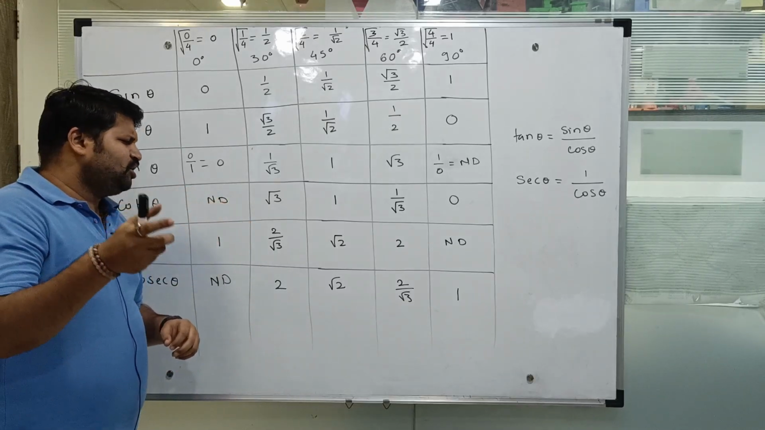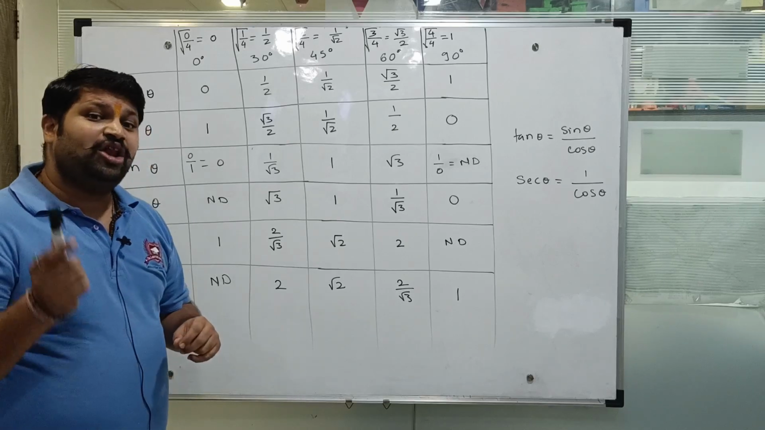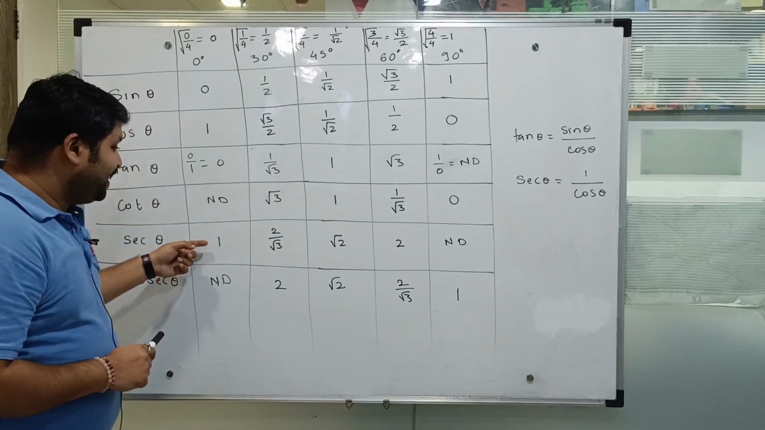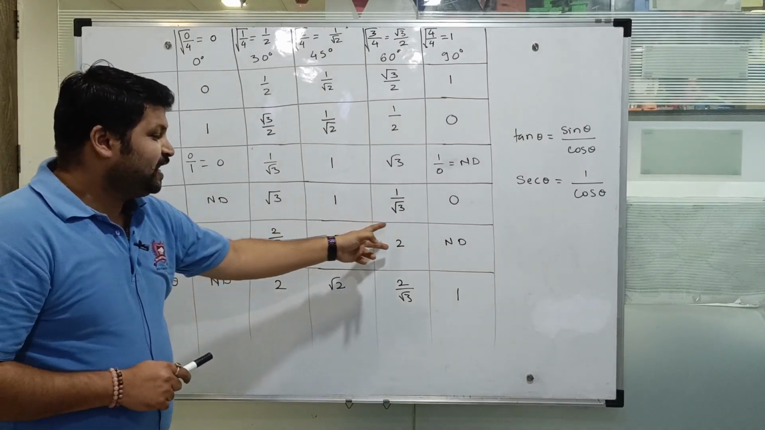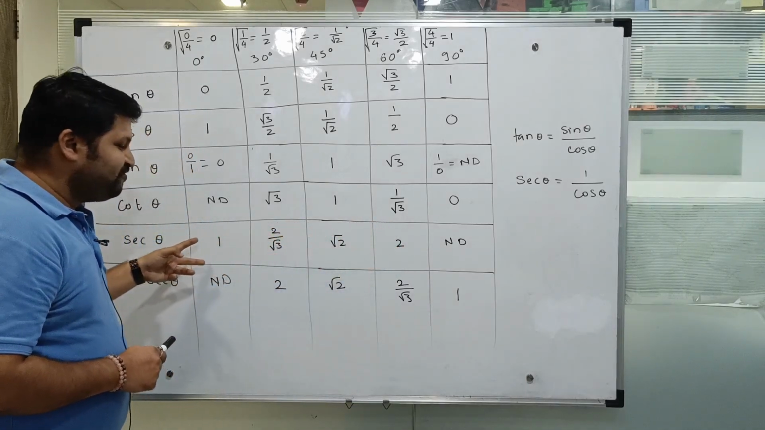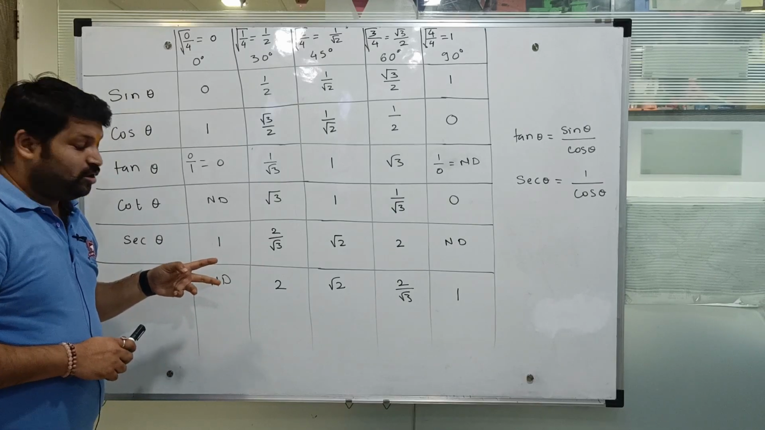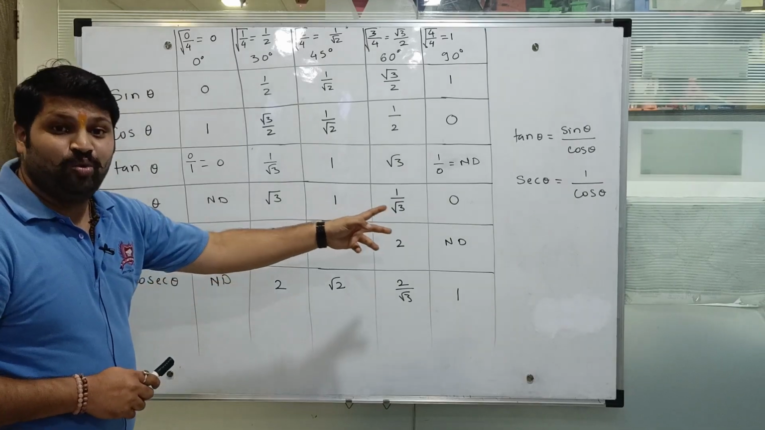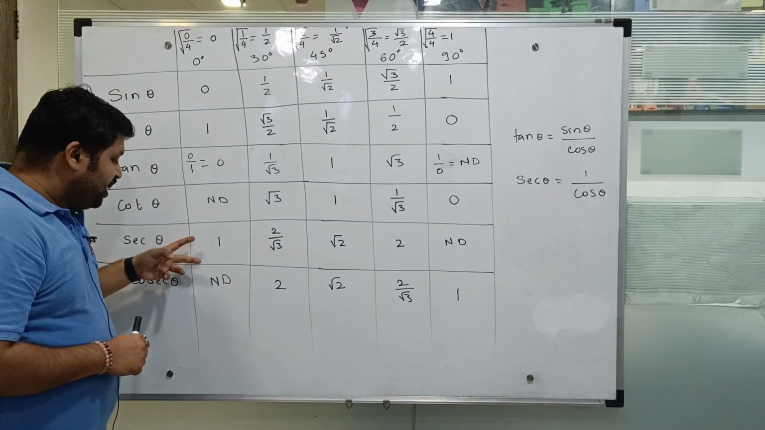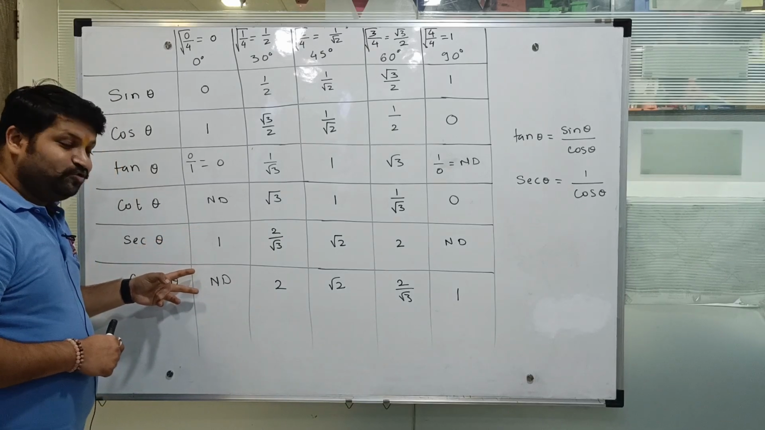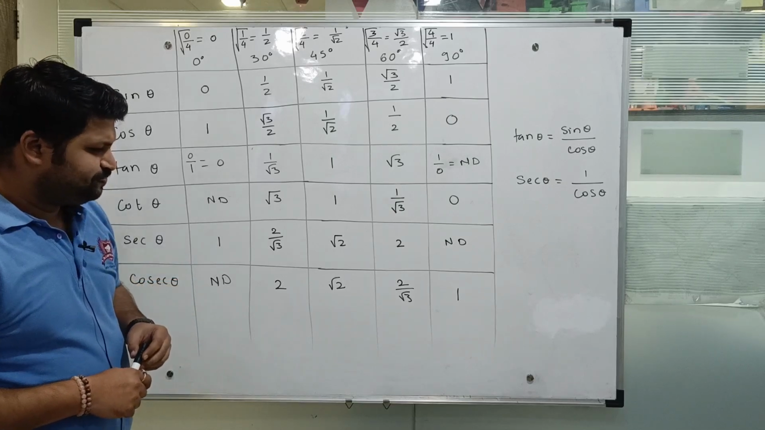Sec is slightly complicated. It cannot take a value less than 1. So if you see, all the values for sec are greater than or equal to 1. None of them are less than 1. And same is true for cosec theta.